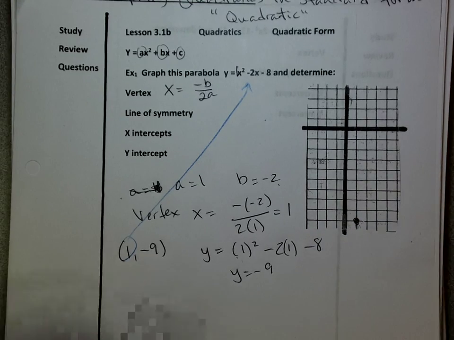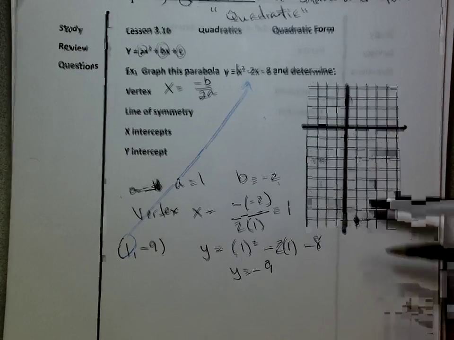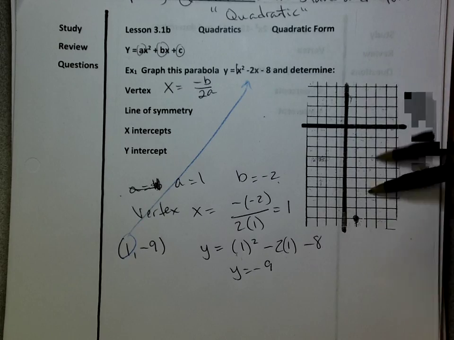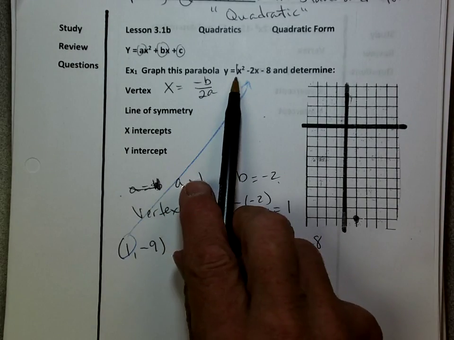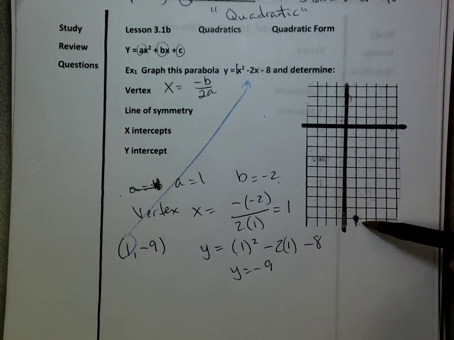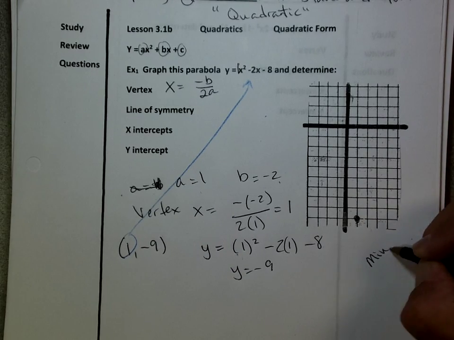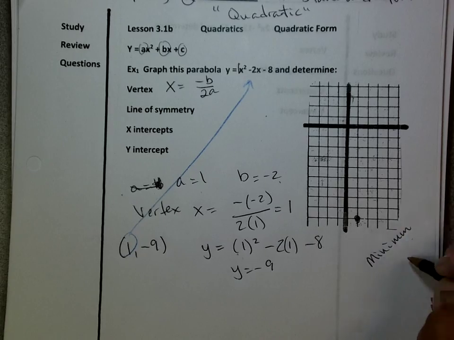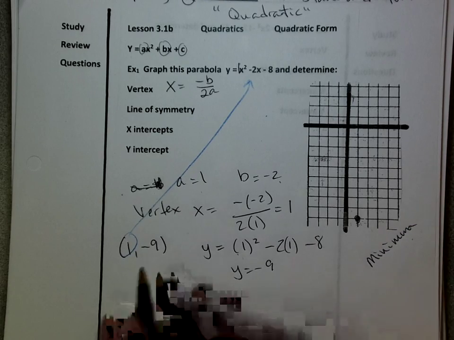Great. Now, one of the things I know for sure is the parabola is going to open up because a is positive. If a is positive, which it is, because a is a positive 1, it will open up, which means we'll have a minimum. This will definitely be a minimum. So my minimum value is at 1, negative 9.